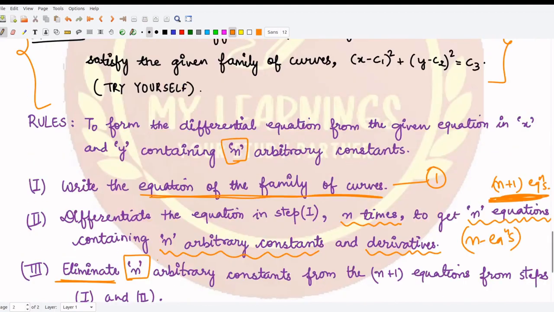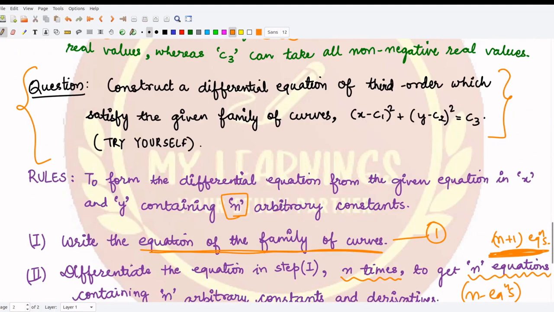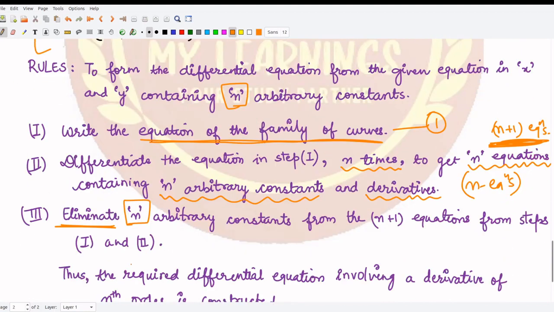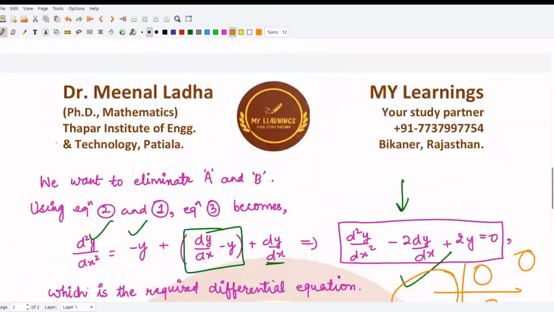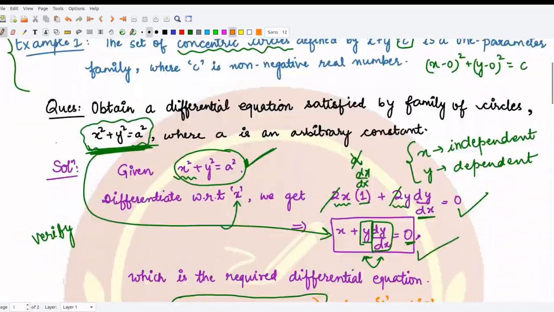Correct? So I hope you understood this concept of forming a differential equation. You got an idea of how we can create different families of curves, right? How do they look like? And you can try this exercise by yourself to get a better view of this concept. So I hope you understood this concept well.